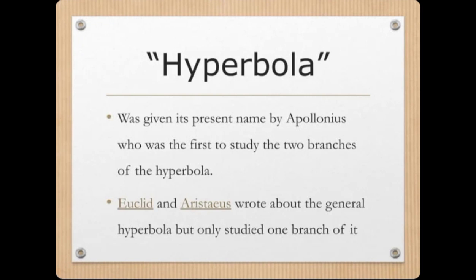So before I end this video, I will give you some trivia about the hyperbola. The hyperbola was given its present name by Apollonius, who was the first to study the two branches of the hyperbola. Euclid and Aristaeus wrote about the general hyperbola but only studied one branch of it. So that is the trivia about the hyperbola.